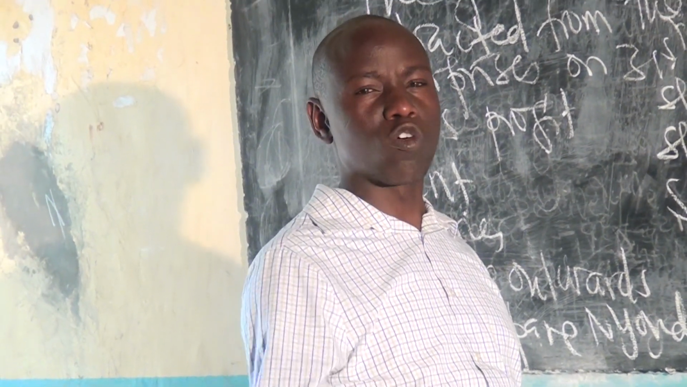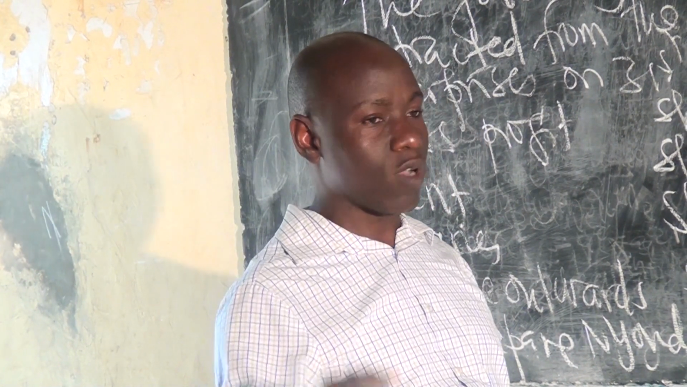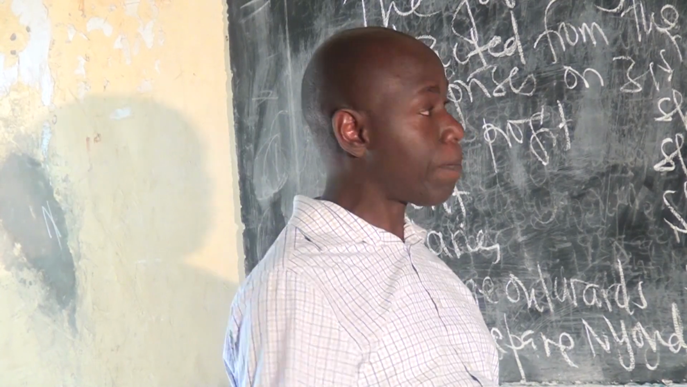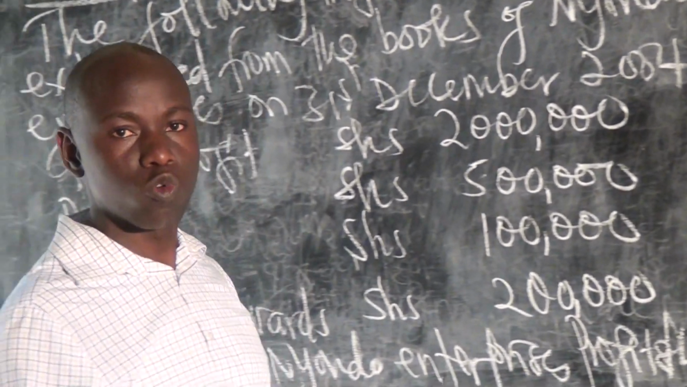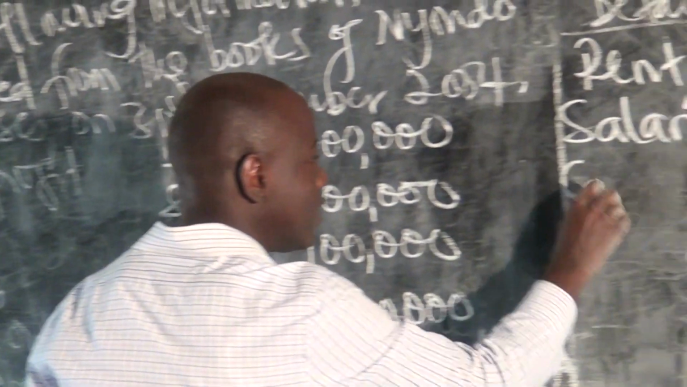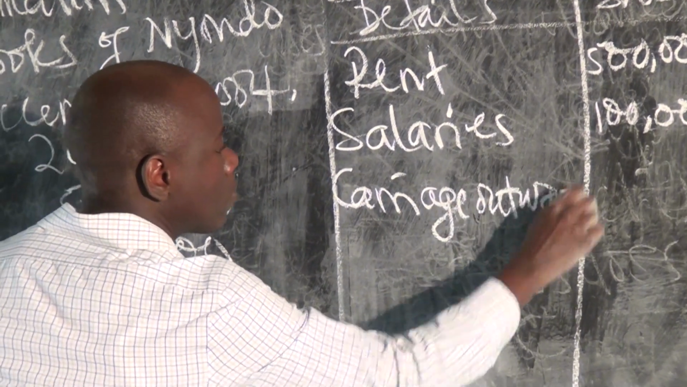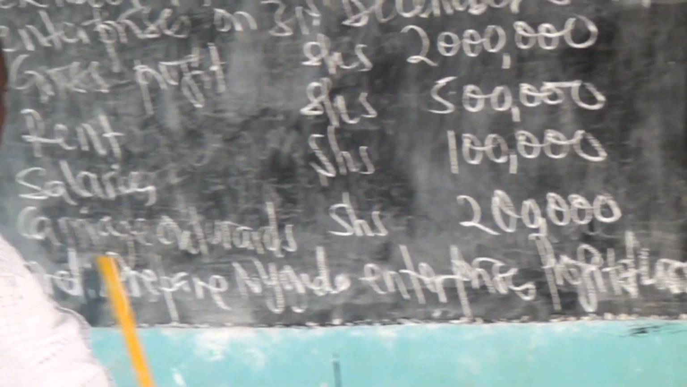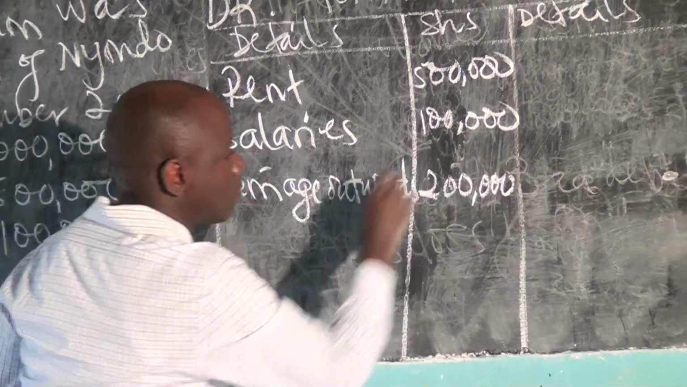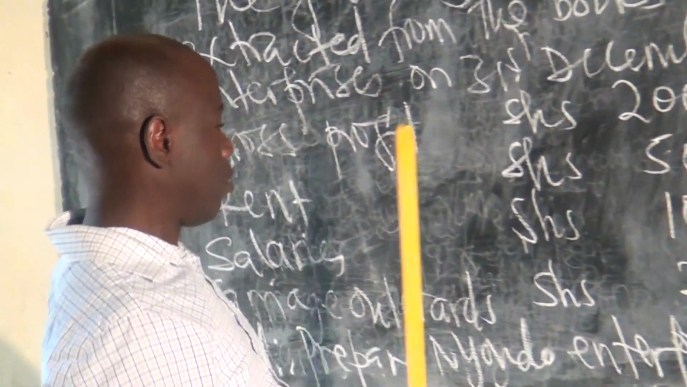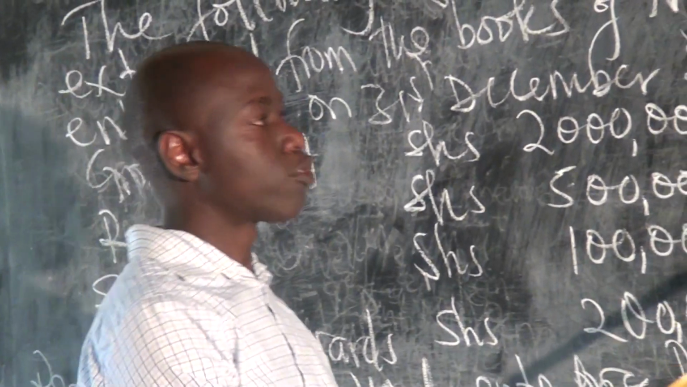Some businesses give what we call free transport. That free transport that the business gives to customers is what we call carriage outwards, and it is an expense to the business. So that's why we are recording it here. Some people call it carriage on sales. Okay? So carriage outwards, shillings 200,000. When you look at the example, our expenses are done. Let us add and give total expenses.